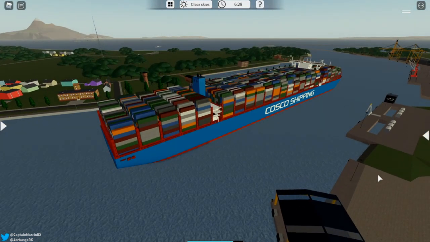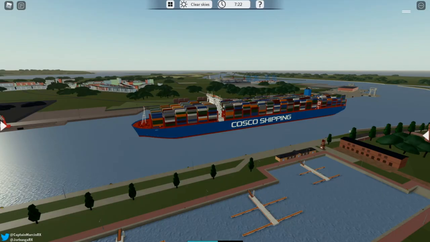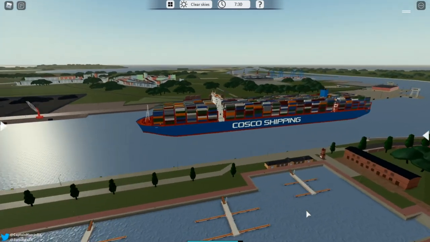So again, this is the Cosco Shipping. I think this is one of the best looking ships. And this is the other side of the Cosco Shipping. I think it's very much amazing. It looks so good, and it's a very nice part of the game.